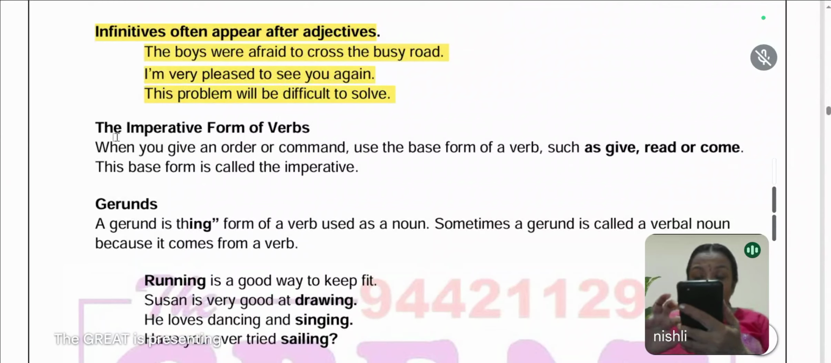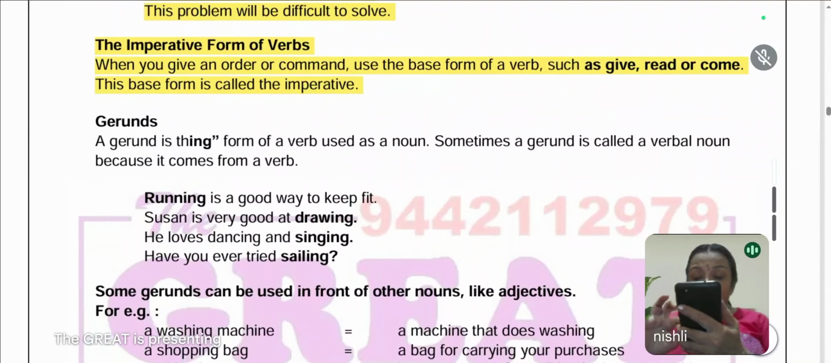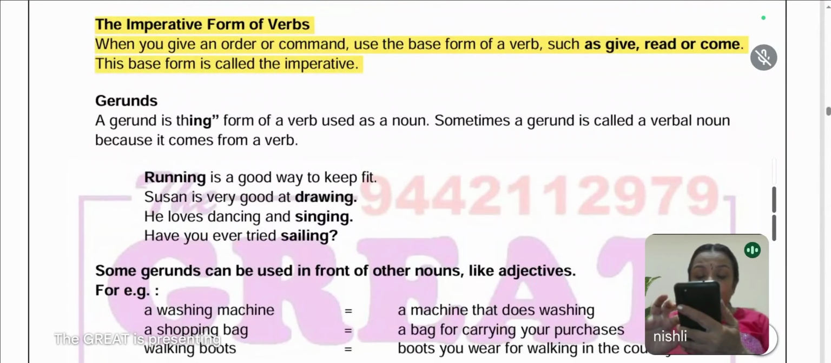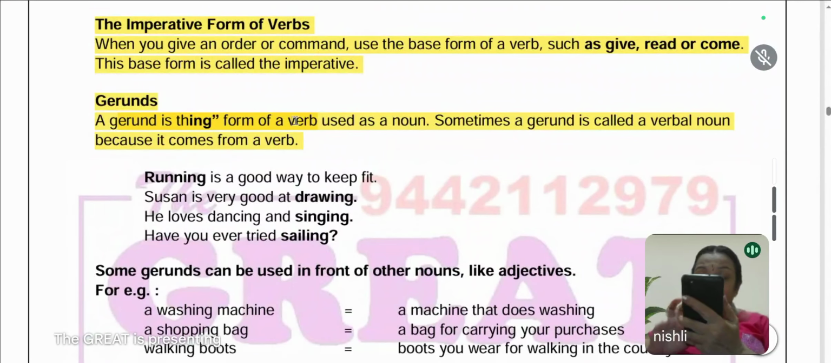Then the imperative form of verbs. When you give an order or command, use the base form of a verb such as give, read or come. The base form is called the imperative. So next one is gerunds. A gerund is the ing form of a verb used as a noun. Sometimes a gerund is called a verbal noun because it comes from a verb. Running is a good way to keep fit. Here running is the gerund. Next one, Susan is very good at drawing.